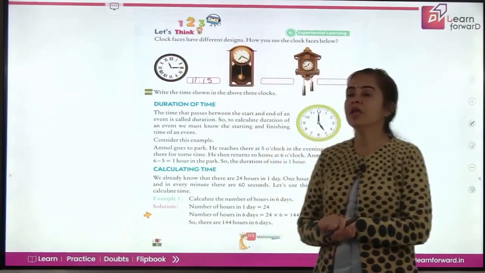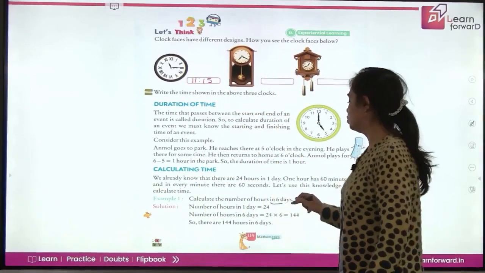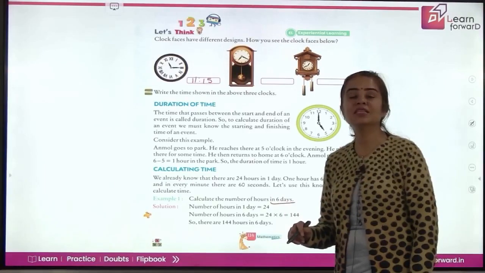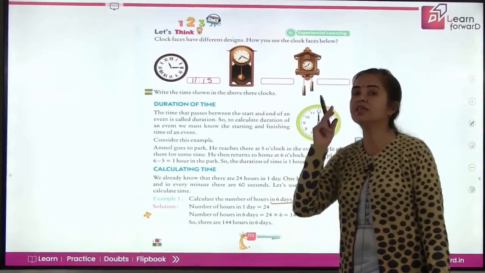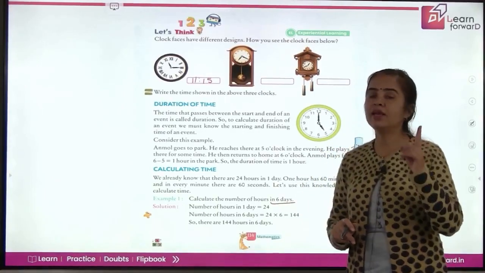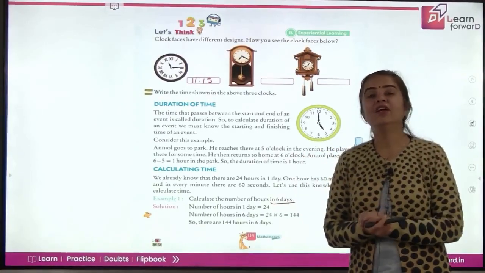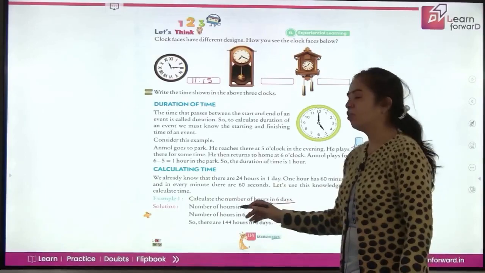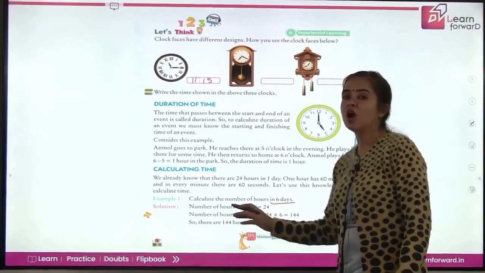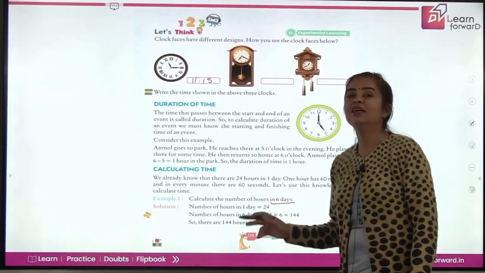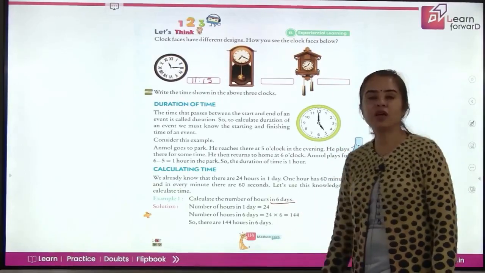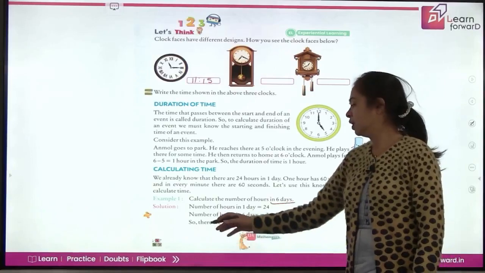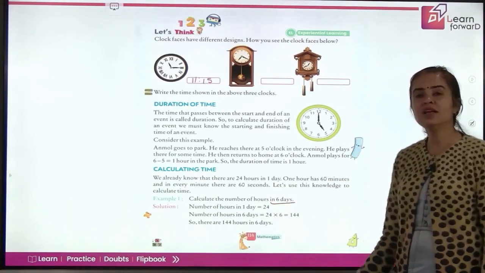Good children. Now here they are asking you to find out the number of hours in 6 days. Nothing else is given. But then from our knowledge, we know that in one day, how many hours are there? 24 hours. So the number of hours in one day is 24. How many will be there in 6 days? 6 times 24. Good. And you get the answer 144. So there are 144 hours in 6 days.